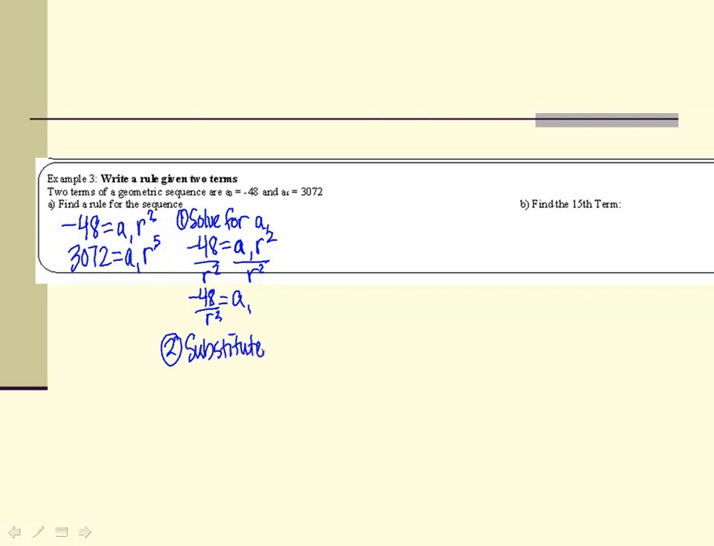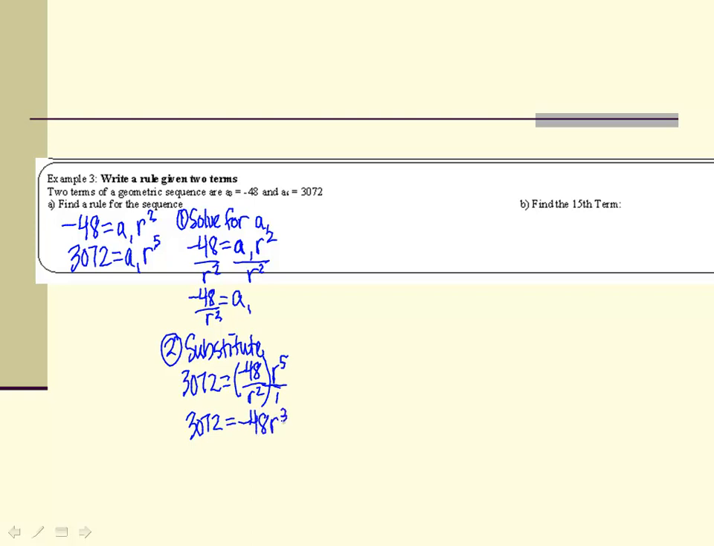And we're going to substitute this into the other equation we haven't used yet. So 3072 equals, instead of a sub 1, I'm going to put negative 48 over r squared in its place, and then times r to the 5th. And if we do a little simplifying here, it's 3072 equals, I've got r squared on the bottom, and really I've got r to the 5th on the top, so you can cancel. 5 minus 2 is 3, so it's r to the 3rd, so negative 48 r to the 3rd.